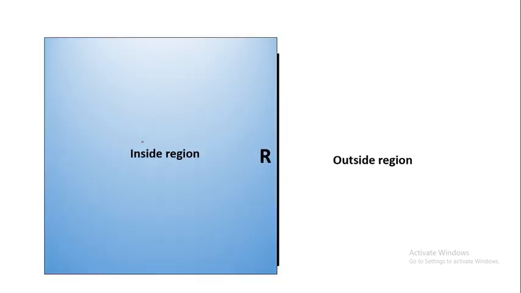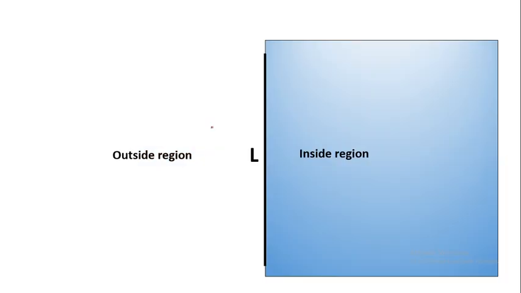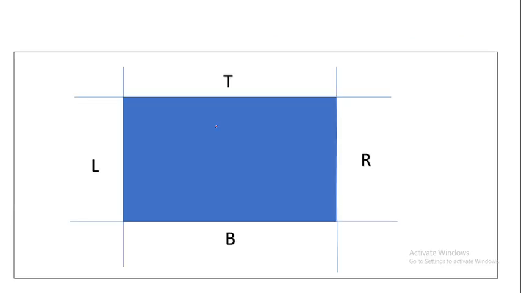Similarly, if I consider the right boundary of the window, the right side of the right boundary is considered the outside region and the left side of the right boundary is considered the inside region. And if we consider the left boundary, the right side of the left boundary is the inside region and the left side of the left boundary is the outside region. So these are the inside and outside regions.